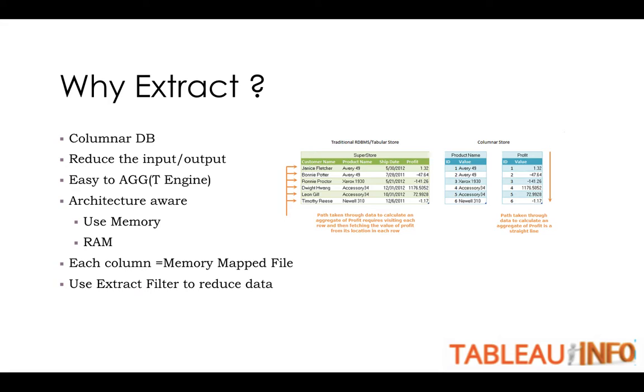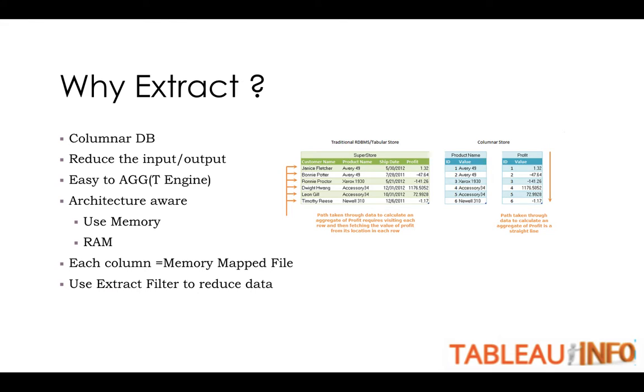Extract, because it is having a columnar DB. That means on the right hand side, if you can see the figure over there, you can see columnar store. On the left hand side, it shows the traditional RDBMS. In the traditional RDBMS, the path taken through data to calculate an aggregate of profit requires visiting each row. It will have to visit each row. But in columnar store, the path taken through data to calculate an aggregate profit is a single straight line. It will not have to go to each and every row over there, and that improves the performance.